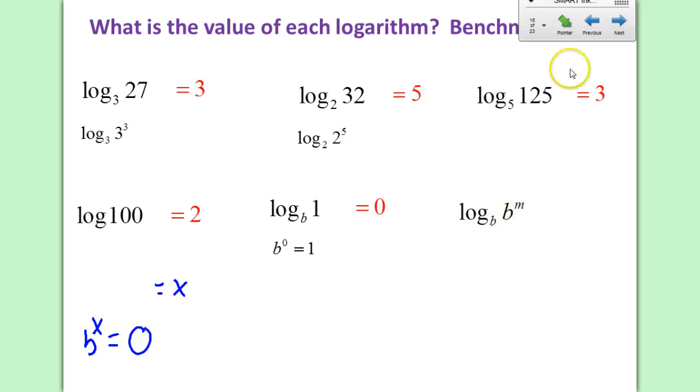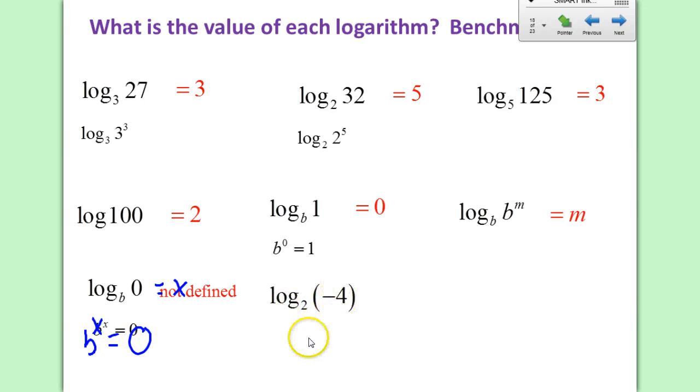What about the log of b to the m? Well, that's simply going to be m. What about the log of 0? What is that equal to? Well, the equivalent statement for this is b to the x equals 0. What exponent do you put on any base to give you 0? The answer is, you can't. That's not possible.